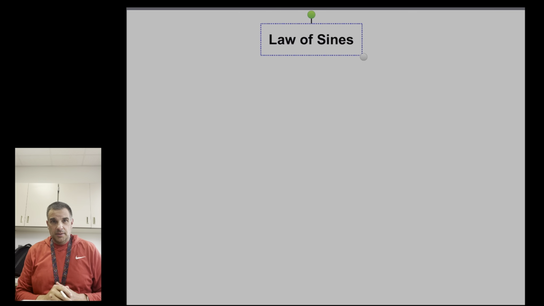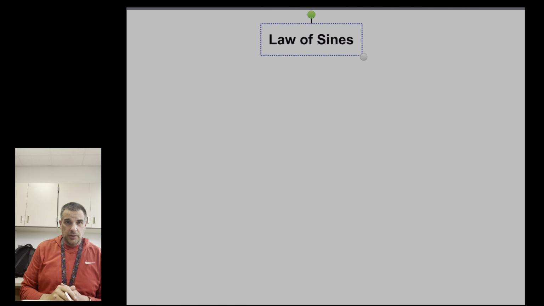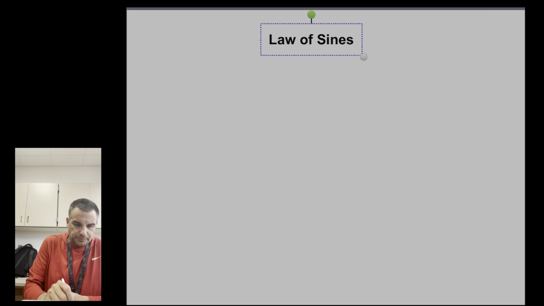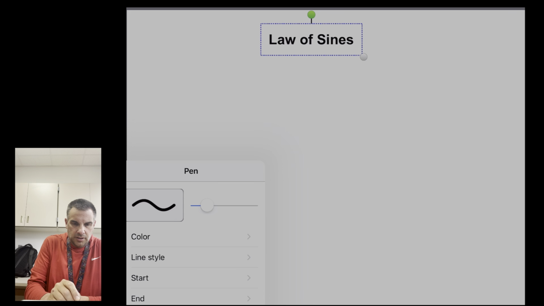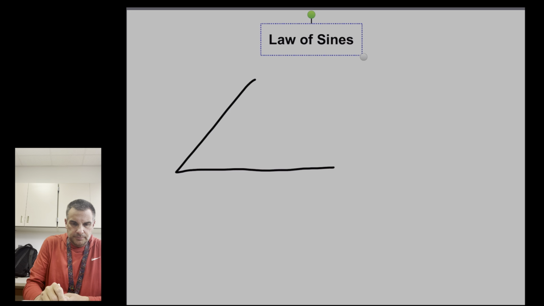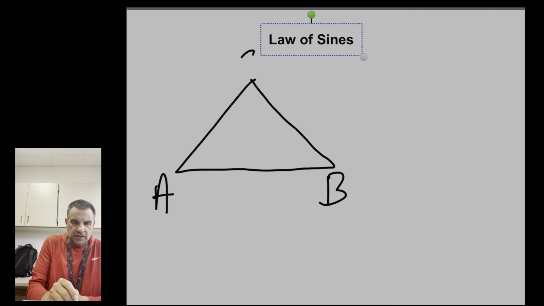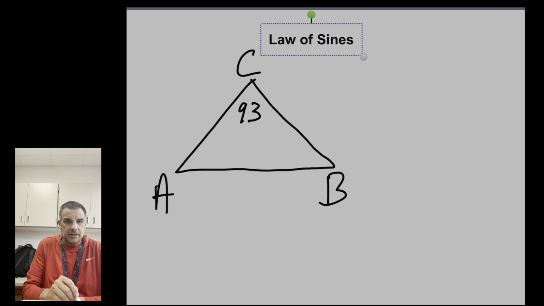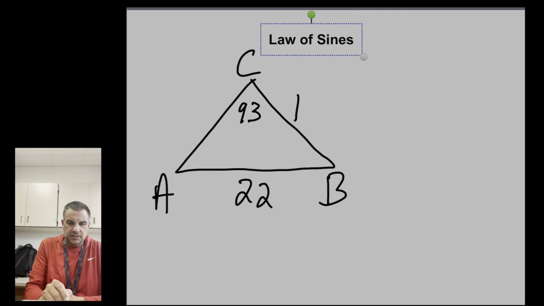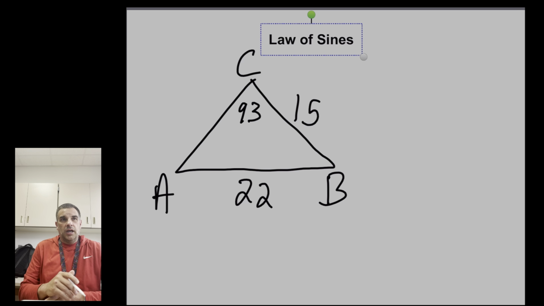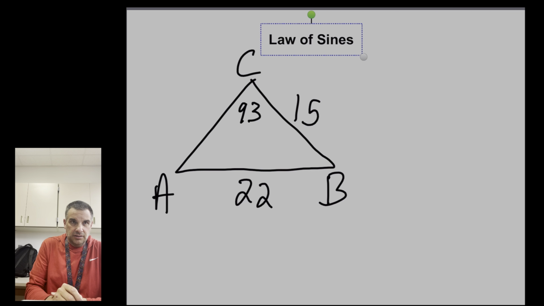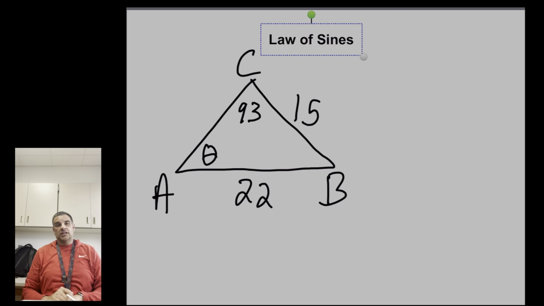Okay, let's look at a couple of examples of how this is used. Let's draw a triangle. So we've got triangle ABC. I'm going to say that this is 93 degrees, this is 22, and this is 15. And we want to find the measure of angle A, this angle down there.